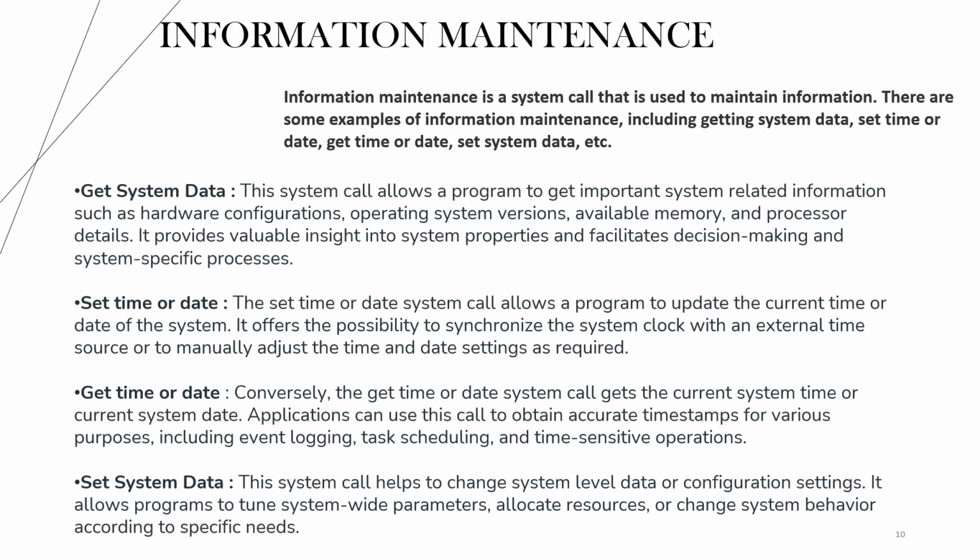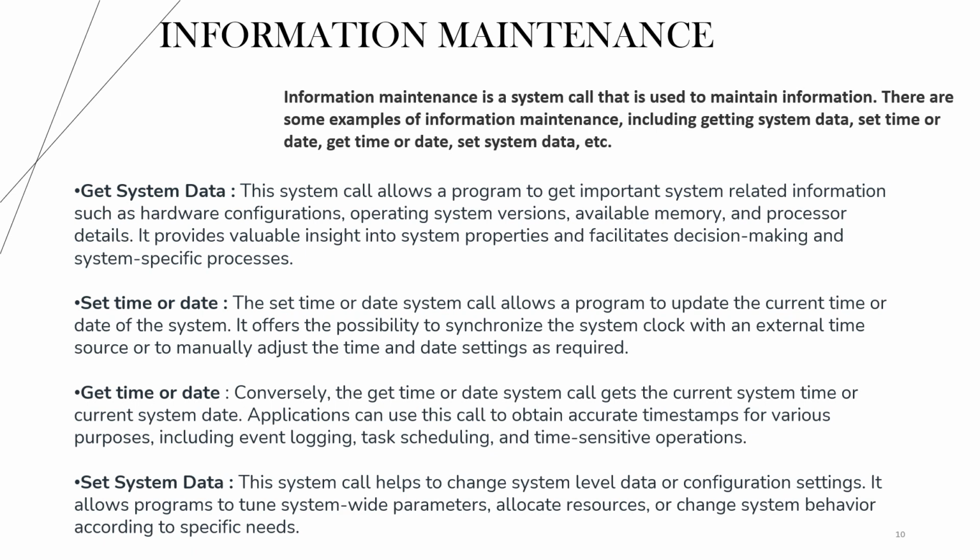Set time or date. The set time or date system call allows a program to update the current time or date of the system. It offers the possibility to synchronize the system clock with an external time source or to manually adjust the time and date settings as required. Get time or date. Conversely, the get time or date system call gets the current system time or current system date. Applications can use this call to obtain accurate timestamps for various purposes, including event logging, task scheduling, and time sensitive operations.